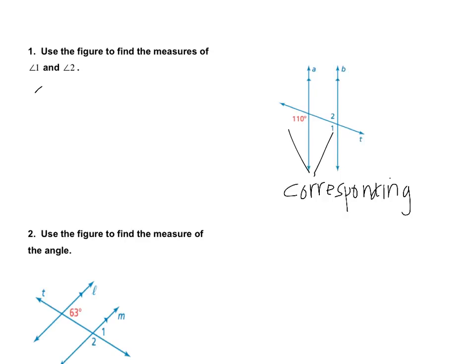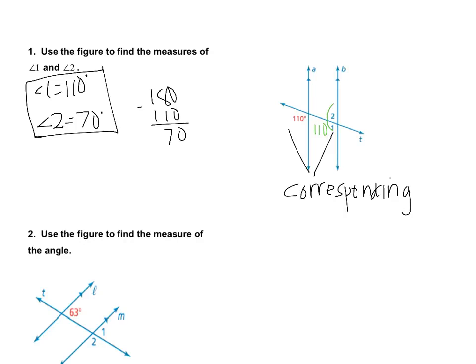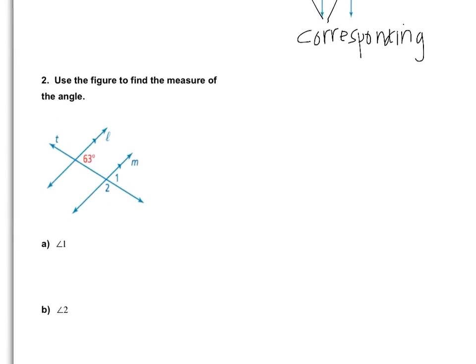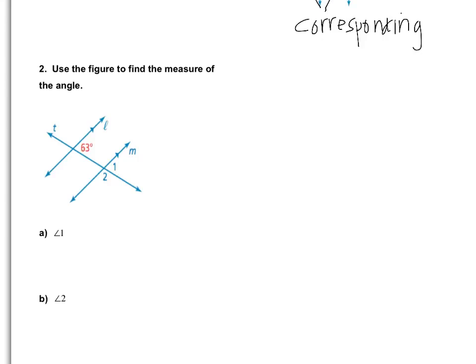So angle 1 is 110 degrees, and if angle 1 is 110, then these two angles together, angles 1 and 2, make 180 degrees. So that means that angle 2 must be 70 degrees because 180 minus 110 is 70. Done. Number 2, use the figure to find the measure of each angle.